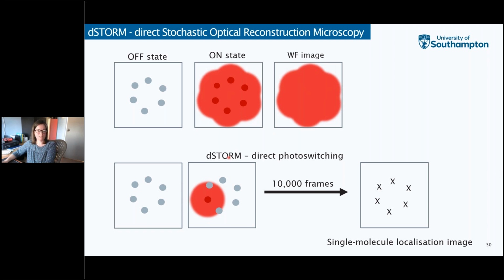So if our sampling is good and we take enough frames, typically more than about 10,000, we should have a record of a localization from every labeled molecule in our sample. And we can use this data to produce a localization map, or an image of our sample, which has a resolution of below 20 nanometers rather than greater than 200 for wide field imaging.